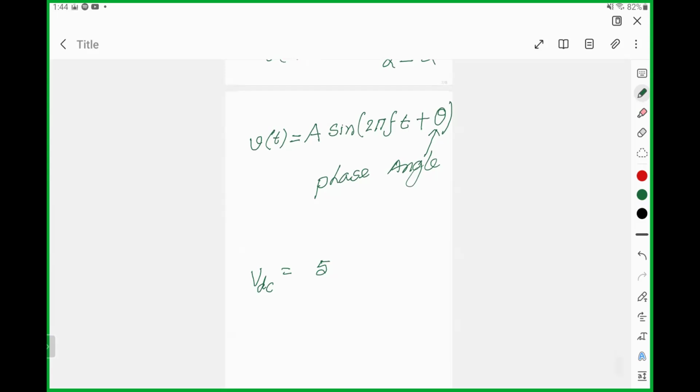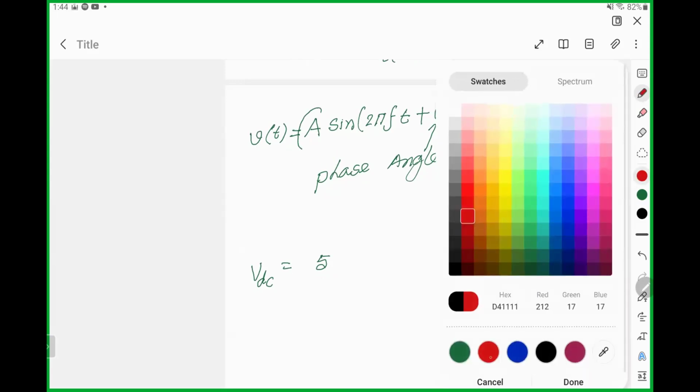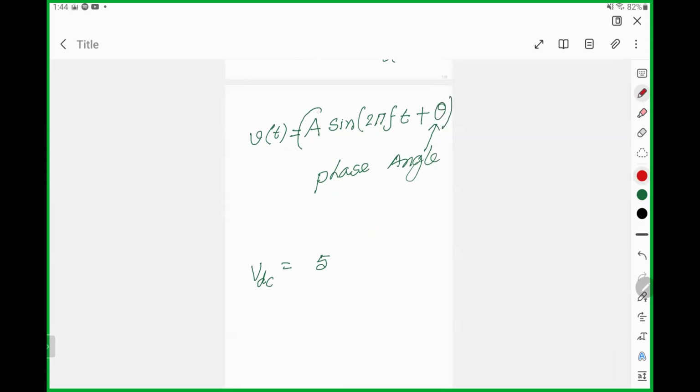What is the information I need? If I take a look here, let us just take a different color. I need to tell what the maximum value is. You are talking about a sinusoidal signal. Now, what is the maximum value of that sinusoidal signal? That I need to tell.